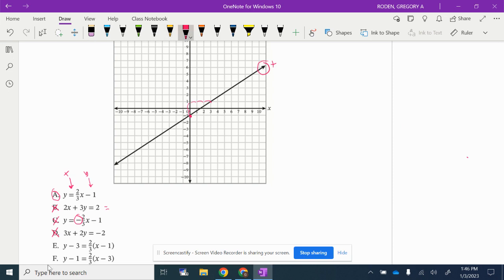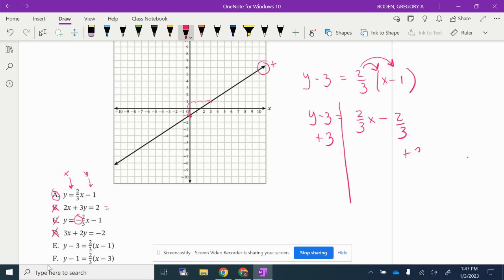Okay, so E is y minus 3 equals 2/3 x minus 1. Okay, so we'll do this. I'm just going to do the distributive property here. So I get y minus 3 equals 2/3 x minus 2/3, right? And then I will add 3 to both sides.